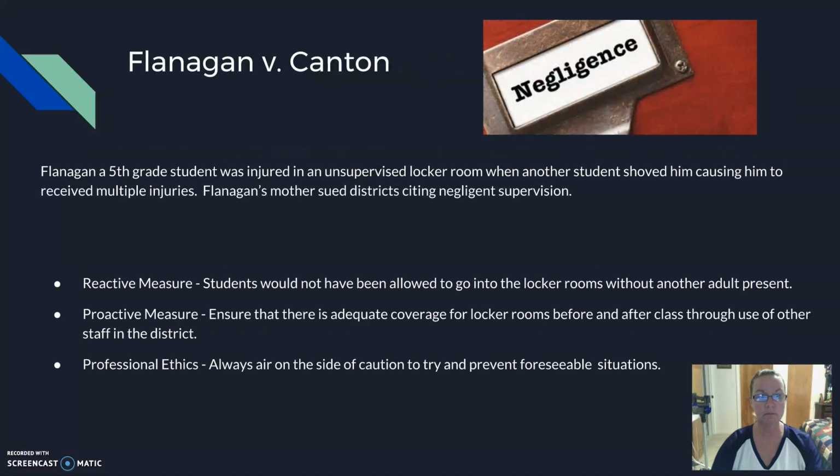Flanagan versus Canton. This is a case where Brendan is a 5th grade student at Canton Middle School. Flanagan was participating in gym class on this particular day.